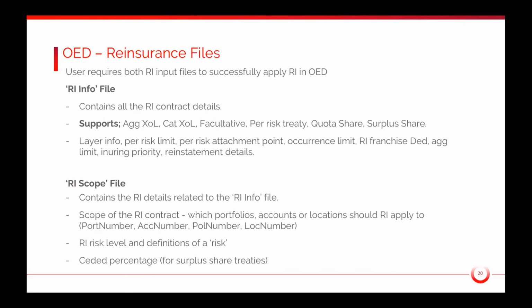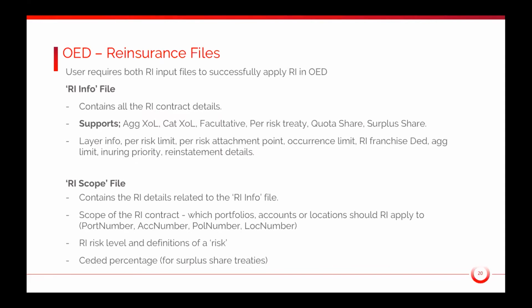And then just onto the reinsurance files. So we have two reinsurance files in OED, your reinsurance info and reinsurance scope. So your info file will contain all of your reinsurance contract details and your type of reinsurance, from excess of loss to your per risk and your quota share and your surplus share. And it contains all of the layer information, your attachment points, your limits, your deductibles, your priorities and your reinstatements.